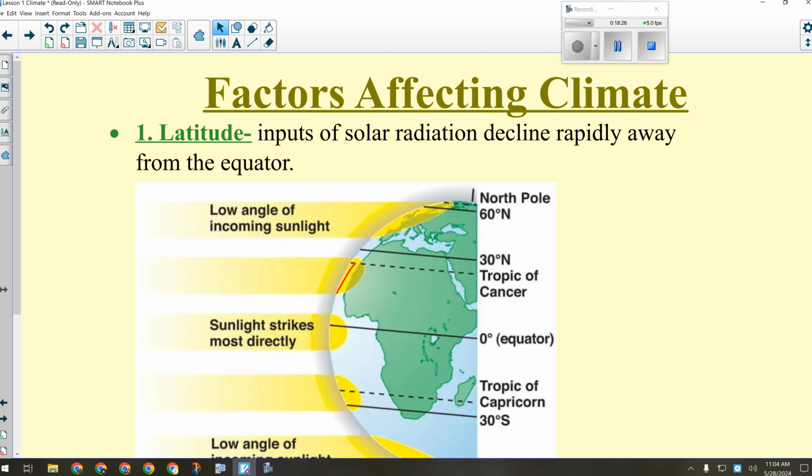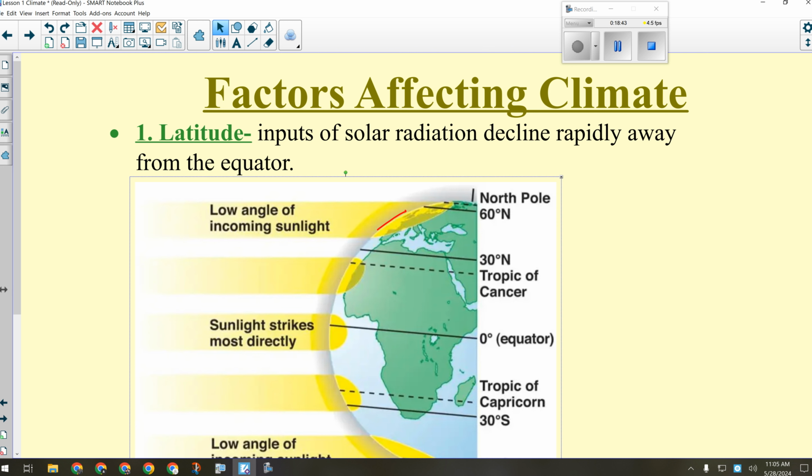It gets worse the further from the equator you get. When you get up to here, where we are, that same amount of sunlight is covering an area almost twice as large, meaning it's half as intense. Everyone all right with that?